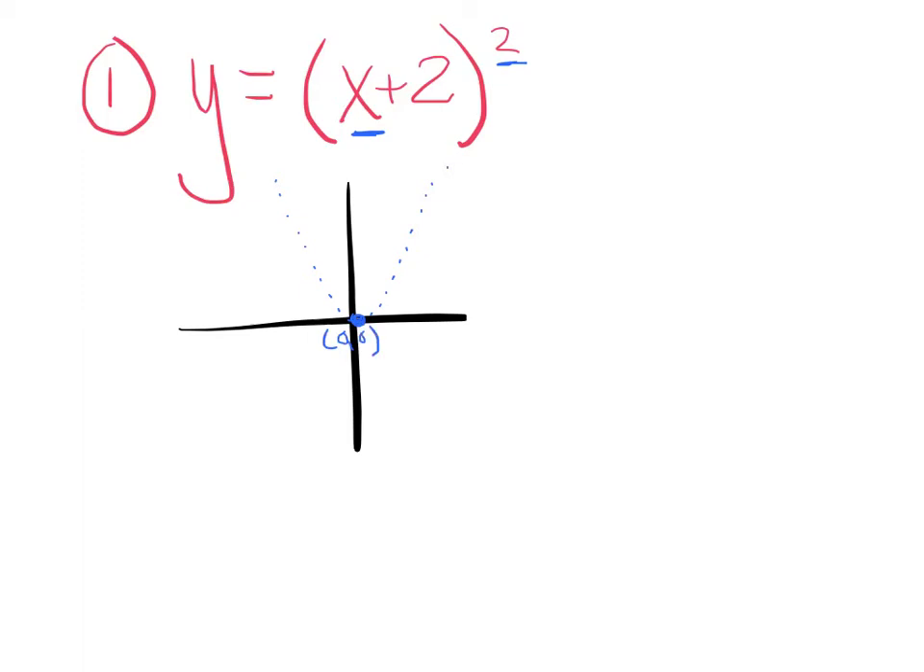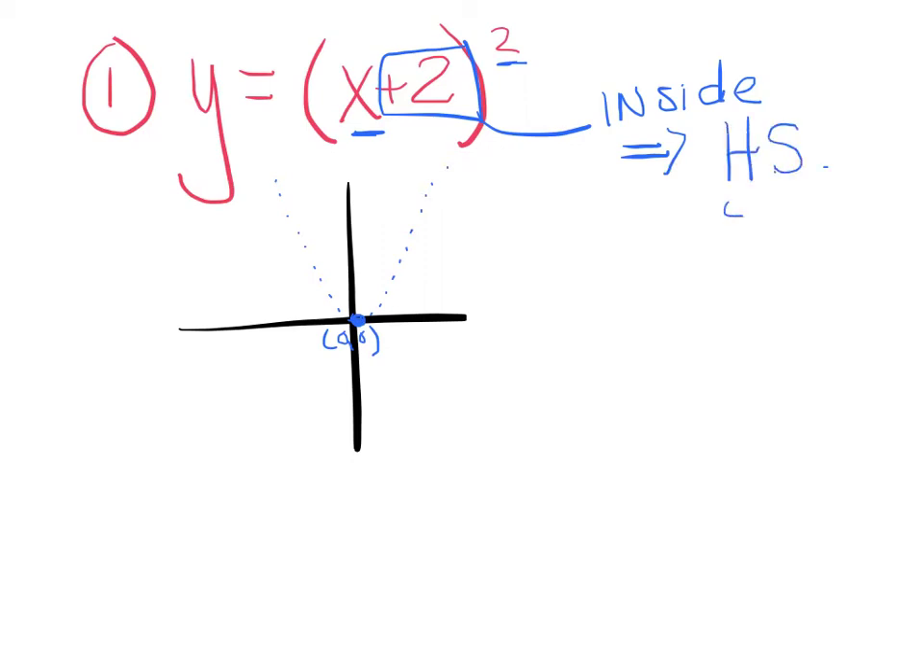Okay, and now I'll say to myself, what shift is taking place? Where is the 2 sitting? Is it inside or outside? Clearly, it's inside the parentheses. That implies, that's our symbol for implies, that this is a horizontal shift. And in a horizontal shift, we're going to go the opposite direction.